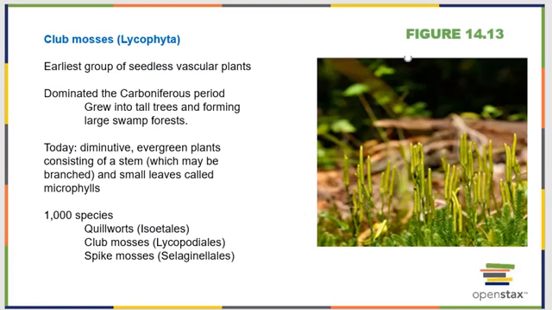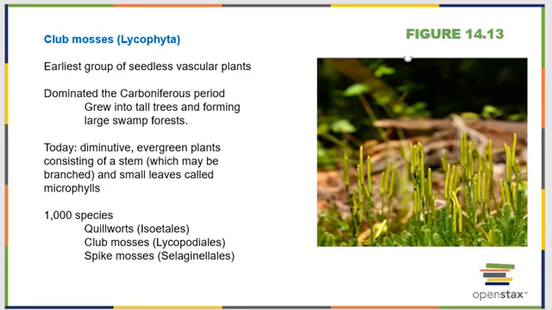Club mosses are some of the seedless vascular plants. These are the earliest group. They dominated the Carboniferous period in our history. These little guys actually grew into really tall trees and formed really big swamps. Now, when we dig carbon out of the ground, when we dig coal out of the ground, it's these plants that they're burning.